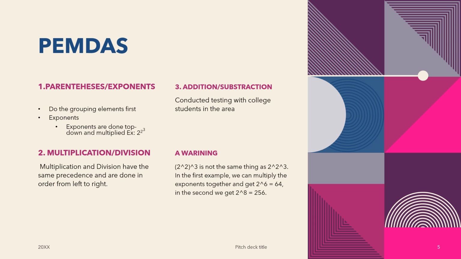If you followed my example from earlier, you noticed I said that 2 to the 2 in parentheses to the third power is not the same thing as 2 to the second power to the third power. The first one, we multiply the exponents together and we get 2 to the 6 equals 64. In the second one, we take 2 to the 3 and get 8, and get 2 to the 8 equals 256. And if you're wondering why I have a preference for powers of 2, well, I am a computer scientist.